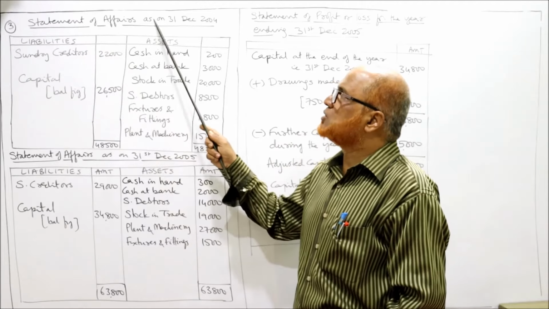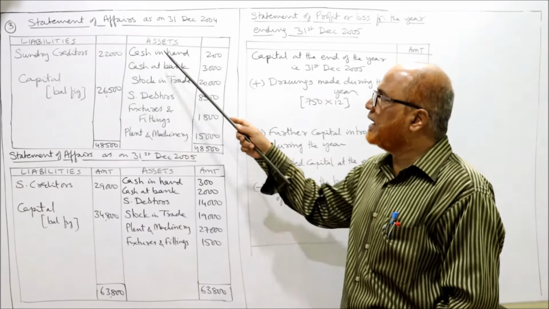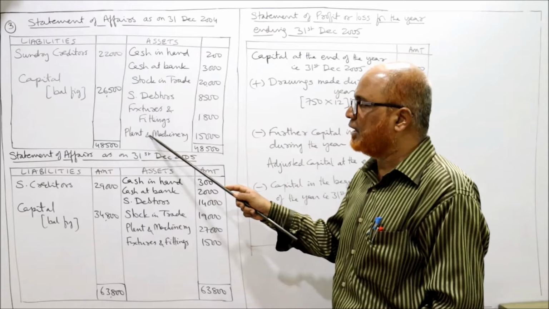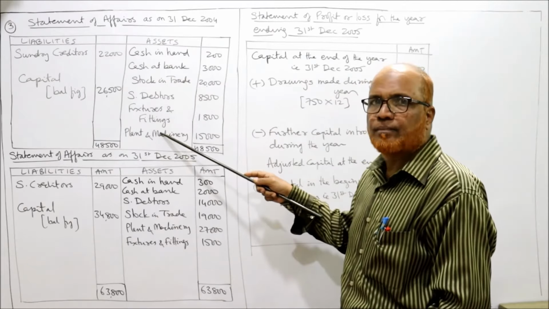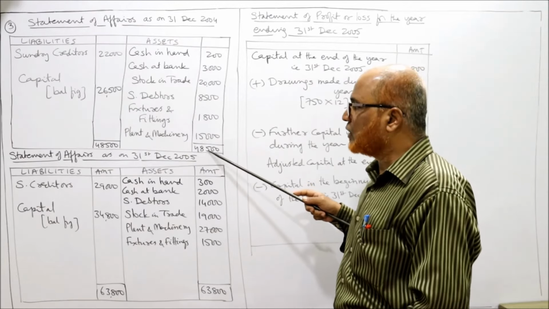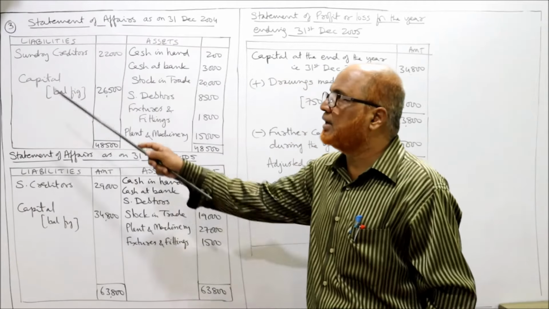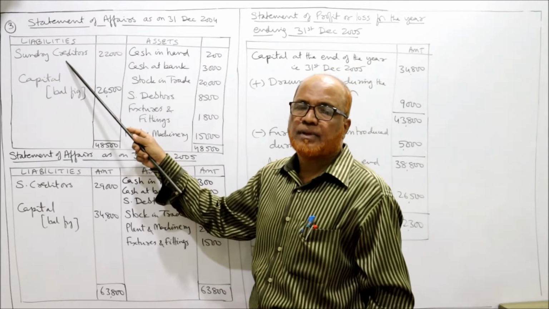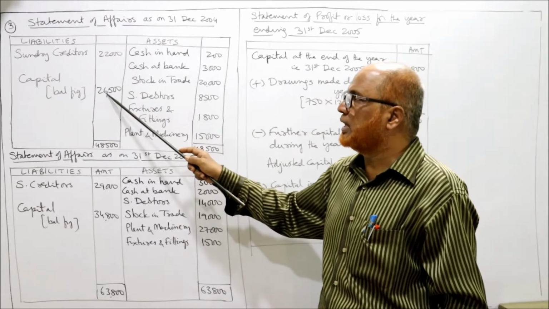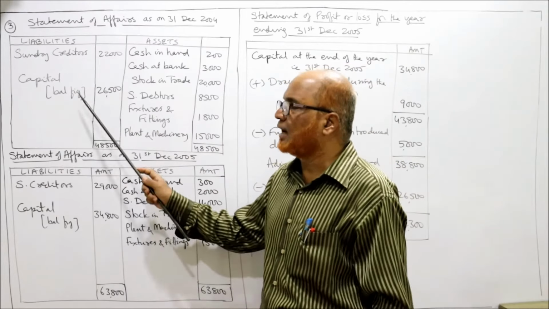So capital can be ascertained by preparing a statement of affairs. So statement of affairs as on 31st December 2004, all the assets are given. So take down all the assets: cash in hand, cash at bank, stock in trade, debtors, fixtures and fitting, plant and machinery. All these are the assets. Values are given in the problem on 31st December 2004. The total is 48,500. From 48,500, only one liability is there. What is that liability? Sundry creditor is the liability, 22,000. So 48,500 minus 22,000, 26,500 is the capital balancing figure. Beginning of the year capital.